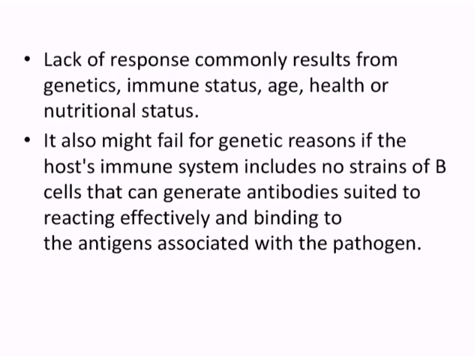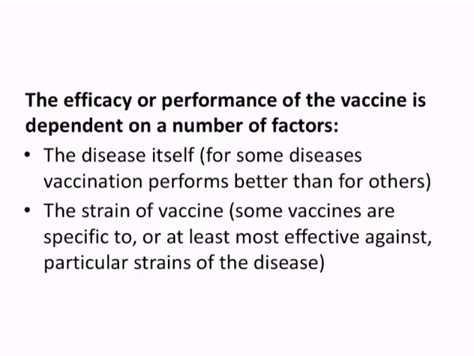It also might fail for genetic reasons, if the host immune system includes no strains of B cells that can generate antibodies suited to reacting effectively and binding to the antigen associated with the pathogen. For genetic reasons, بتكون نتيجة لأنه الهوست immune system ما في strains of B cells اللي ممكن تعمل generation للantibodies اللي ممكن ترتبط بالانتيجين وبعد ذاك تعمل له neutralization.